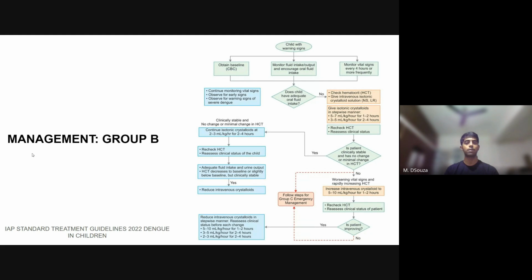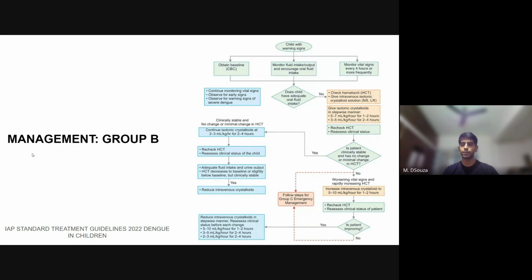So if the child were to have, say, pain abdomen, severe abdominal tenderness on palpation, you would start the child on 5 ml per kg per hour. For instance, if you consider, again, a 15 kg child, because that's a number we've been using a lot in this talk, you would give the child 75 ml per hour for about 2 to 4 hours, and then reassess the child after those 2 to 4 hours and decide on whether you need to continue that fluid rate, or whether you can come down to 3 ml per kg per hour. In this case, 45 ml per hour.